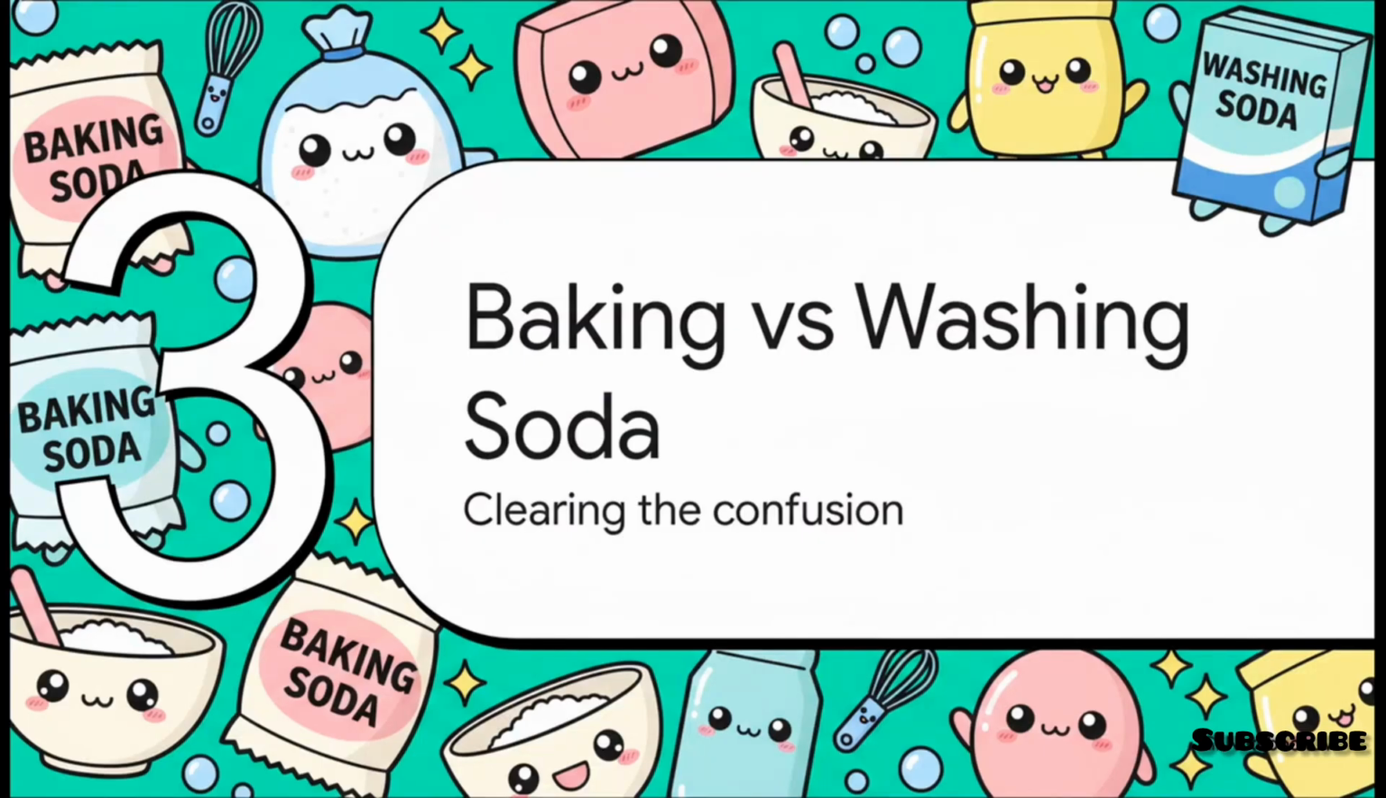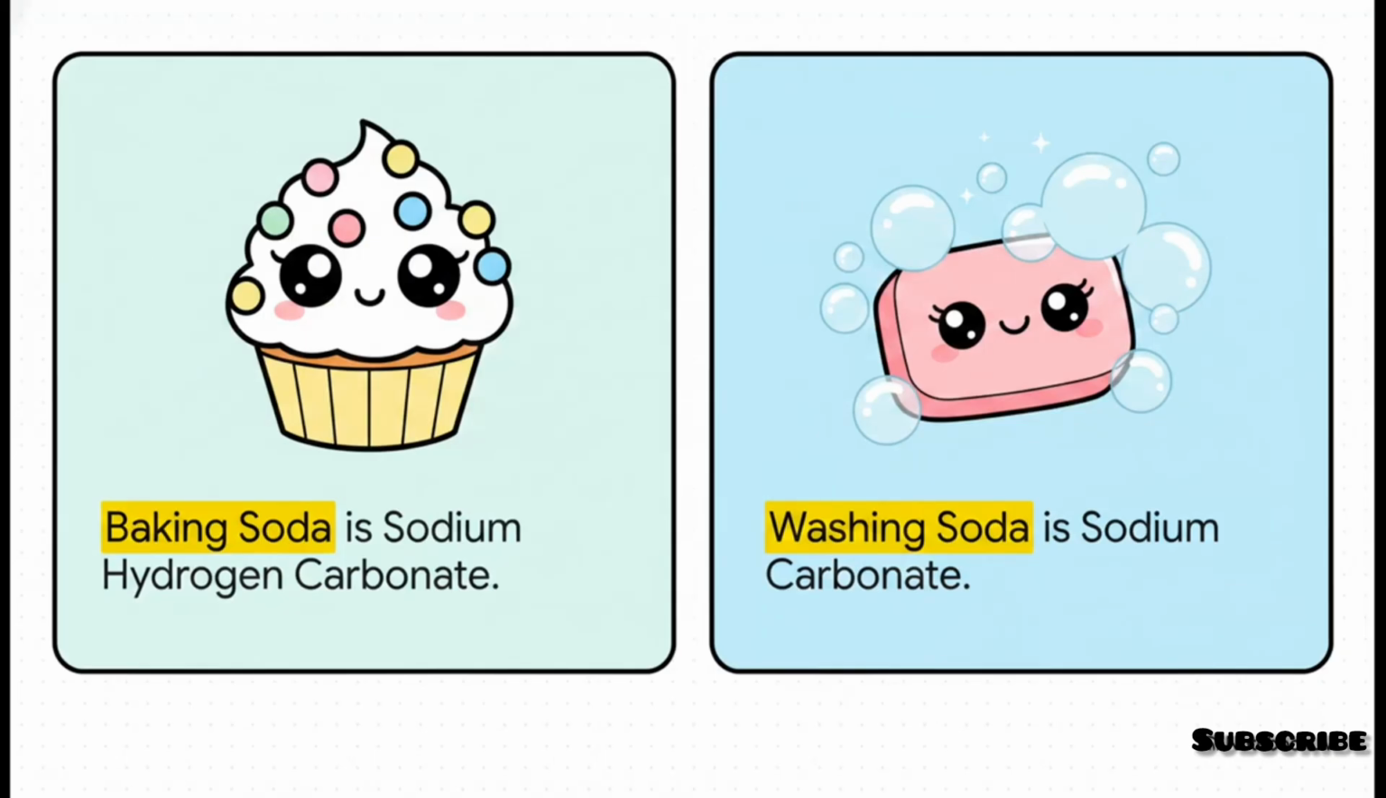Section 3. Baking versus washing soda. Clearing up the chemical confusion. Now, these two get mixed up all the time, so let's look at their formulas side by side so we never confuse our cake ingredients with our laundry detergents again. Baking soda is sodium hydrogen carbonate with the formula NaHCO3. Washing soda, on the other hand, is sodium carbonate, which is Na2CO3.10H2O. They might sound similar, but trust me, they perform entirely different jobs.